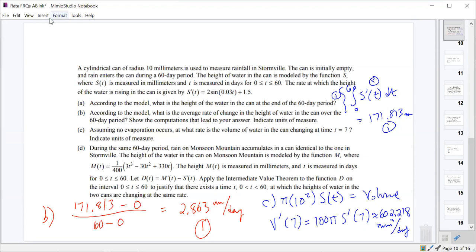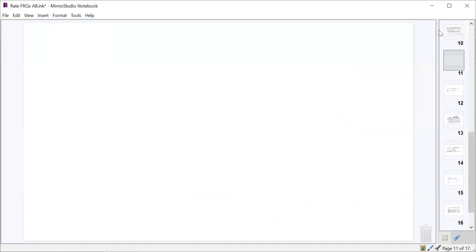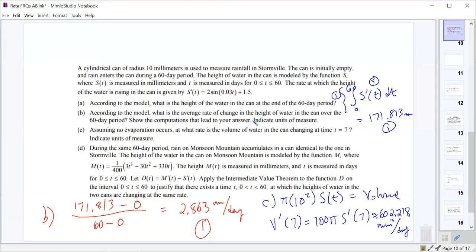All right. And part D. We've moved on from Stormville. Well, not moved on, but we're still dealing with Stormville, I guess. And we're also now looking at Monsoon Mountain. So same 60-day period. We got rain accumulating in an identical can. The height of that one is this function, also millimeters, also days.